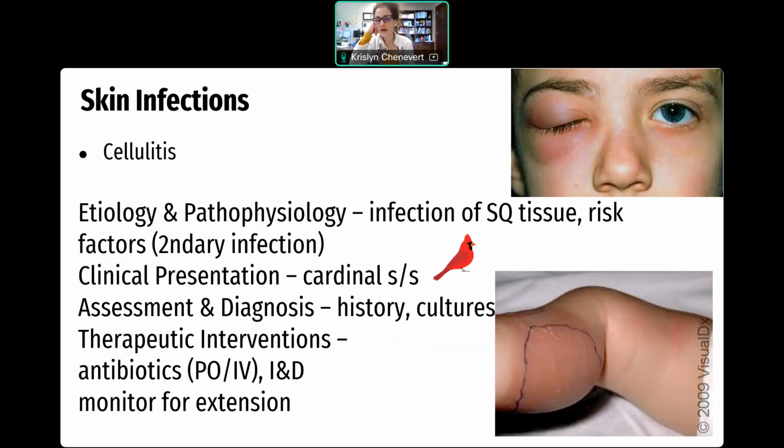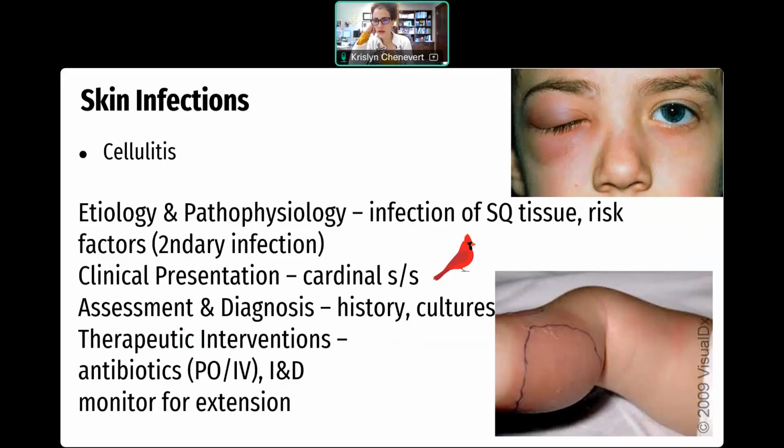Also, I've mentioned, when we draw labs on this kiddo, what would we expect their white blood cell count to do? Go up, right? Because they've got an infection. And then also, if we drew inflammatory markers, so our C-reactive protein, or maybe our procalcitonin, those would be elevated as well, because we do have a source of infection and inflammation.